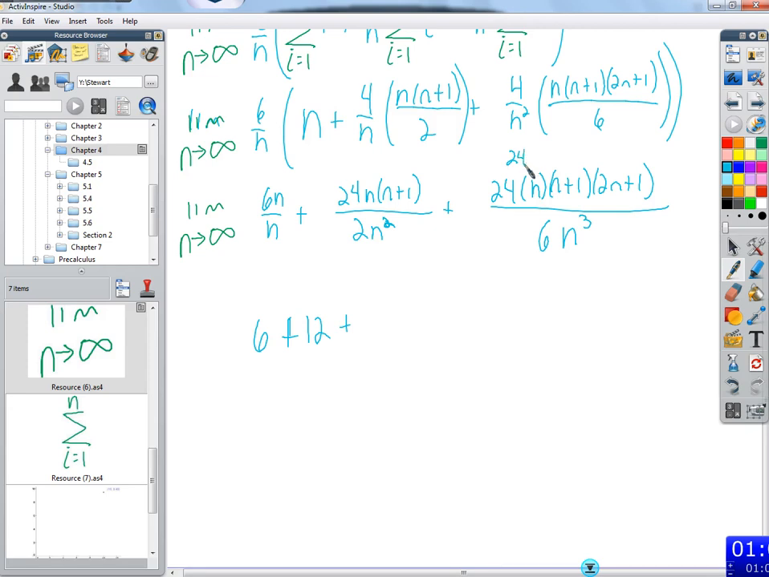This will come out to be 24n cubed. 24 over 6? Won't that be 48? Or sorry, 48. I just said it and then I didn't write it down. 48. So 48 over 6 is 8. So 12 plus 8 is 20... the area under that curve is 26.